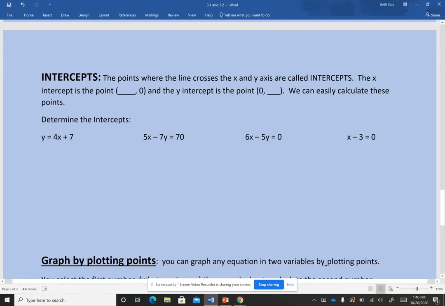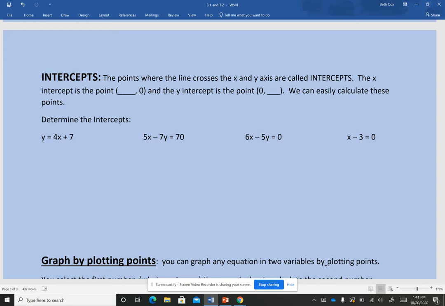This is video number 3, and we're doing intercepts right now. Intercepts is another vocabulary word. It's something you need to know what it is. It's the point where the lines cross the x and the y-axis, and those are called the intercepts. The x-intercept is a point, something comma 0, and the y-intercept is the point 0 comma something.